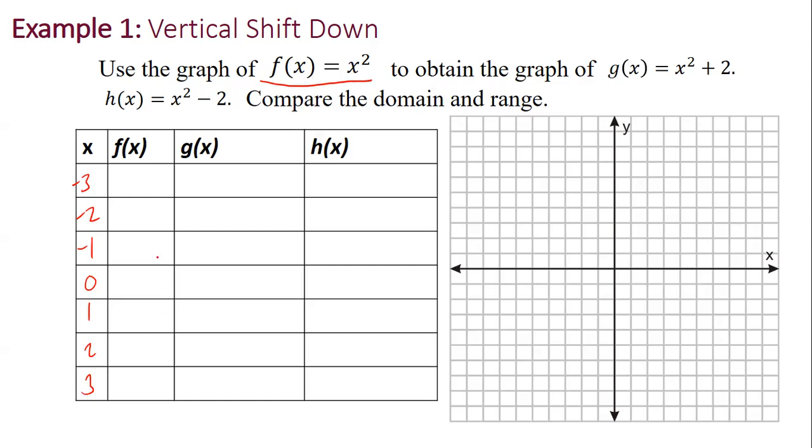I'm on my red right now. For the original parent function, we know that we have 9, 4, 1, 0, 1, 4, and 9. I squared them, because isn't that what the function tells you to do? It's to square your numbers, and a negative times a negative makes a positive. So I'm going to quickly graph this.